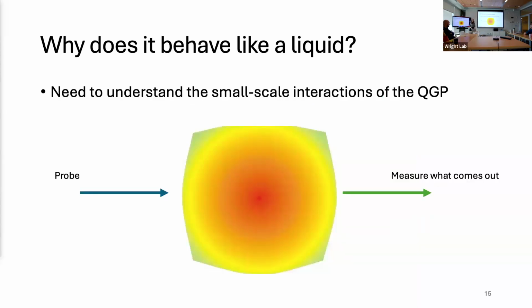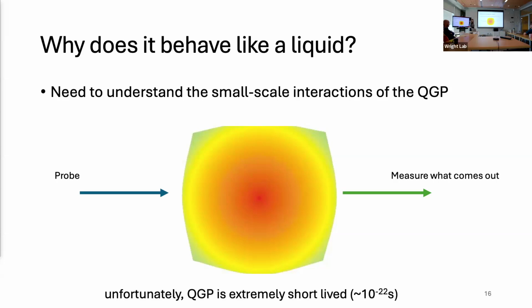And so you might think, okay, well, obviously we can't just throw it under a microscope. But what is a microscope really doing? Well, it's shining some light in, it's shining a probe, and it's measuring what you can see. And so we want to do the same thing with the QGP. We want to send in a probe, we want to measure what comes out. Unfortunately, the QGP is very short-lived, and so that's not really feasible.